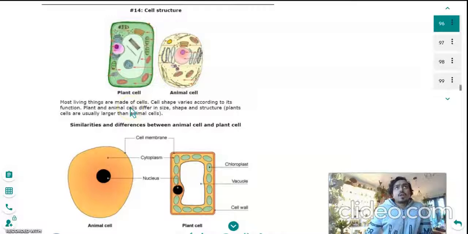So what is biology? Bio means life, logy means study. So basically it means that it's a study of life. And life means all the living things: plants, animals, fish, birds, humans. We are all living things. So we have a lot of living things and non-living things.